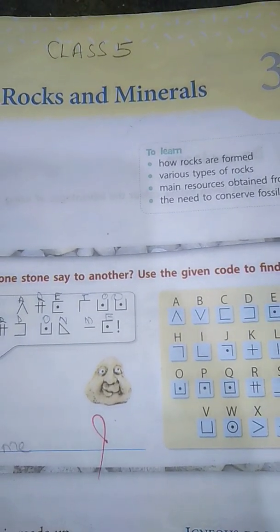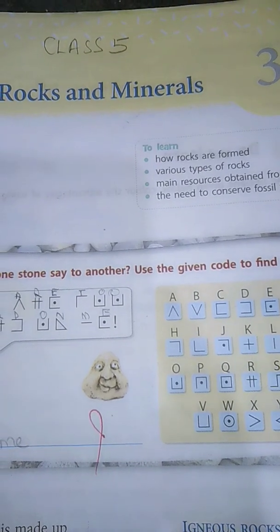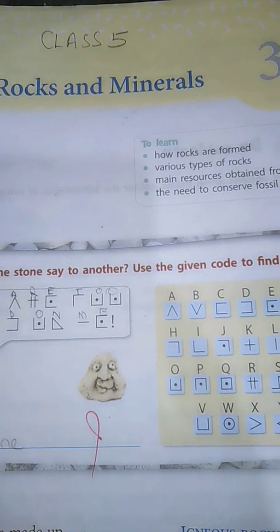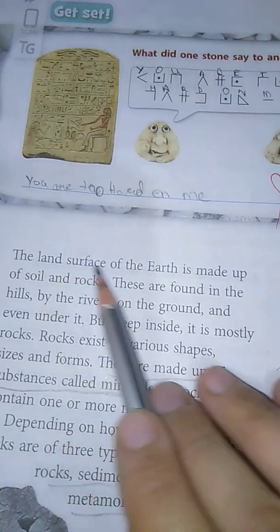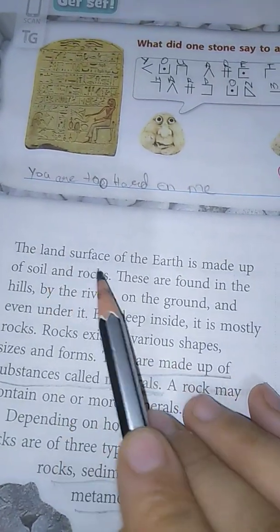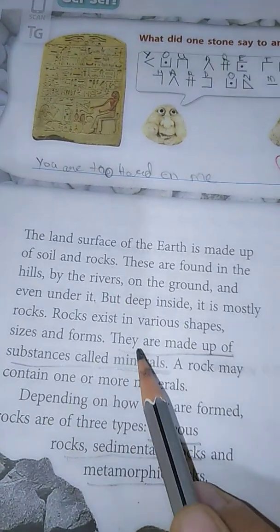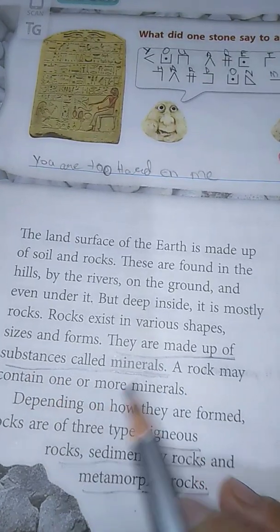This is class 5, lesson number 3, rocks and minerals. Now you know what are rocks? Rocks are the big stones. They are called rocks, and the land surface of earth is made up of soil and rocks. And rocks are made up of substances called minerals.